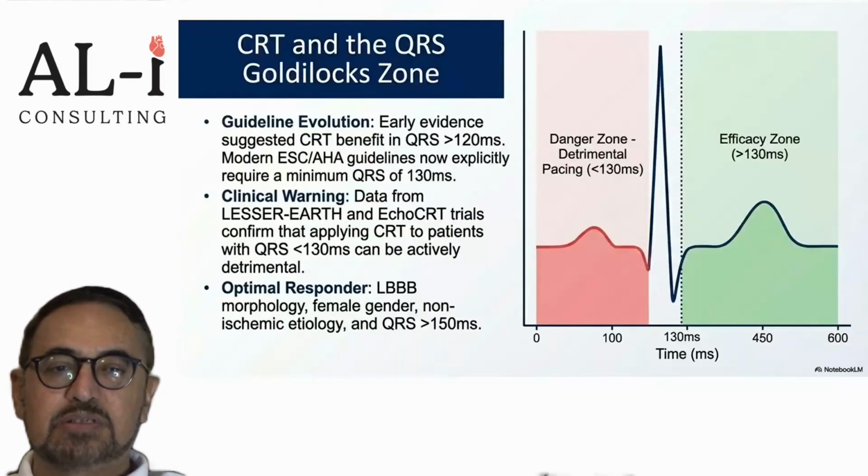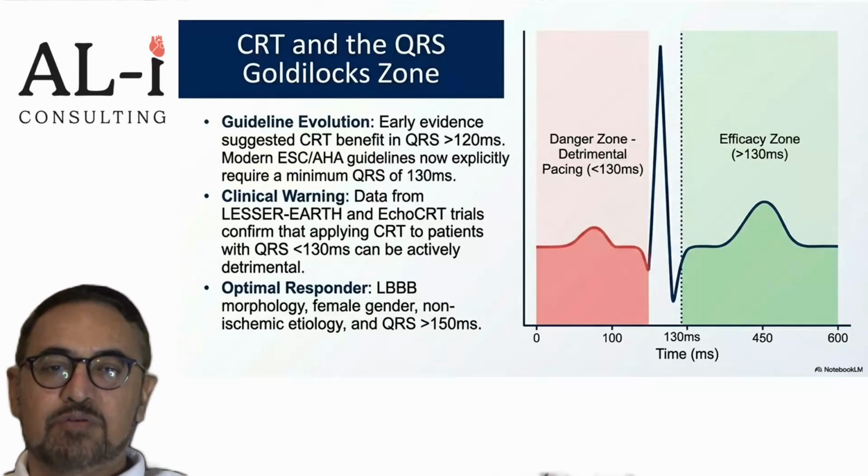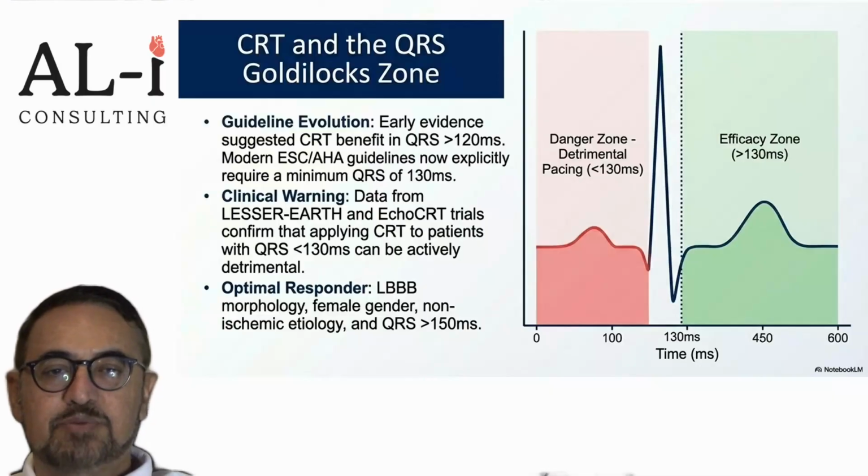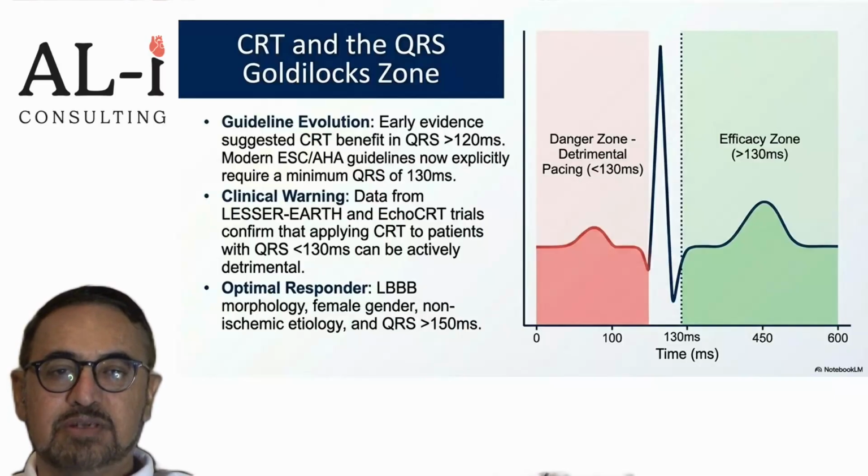CRT works best in what is known as the QRS Goldilocks zone. Evidence has evolved. Modern guidelines have become more precise and generally require a minimum QRS duration of 130 milliseconds. This matters because CRT is not harmless if used in the wrong patient. Trials such as LESSER-EARTH and EchoCRT showed that applying CRT in patients with a narrow QRS complex can be ineffective or detrimental. So a short QRS is not a weaker indication. It may represent the wrong physiology.